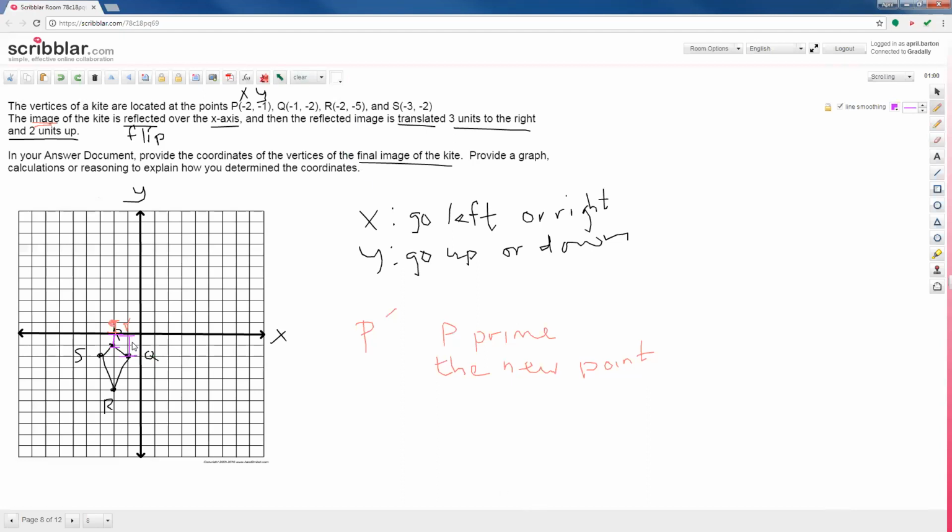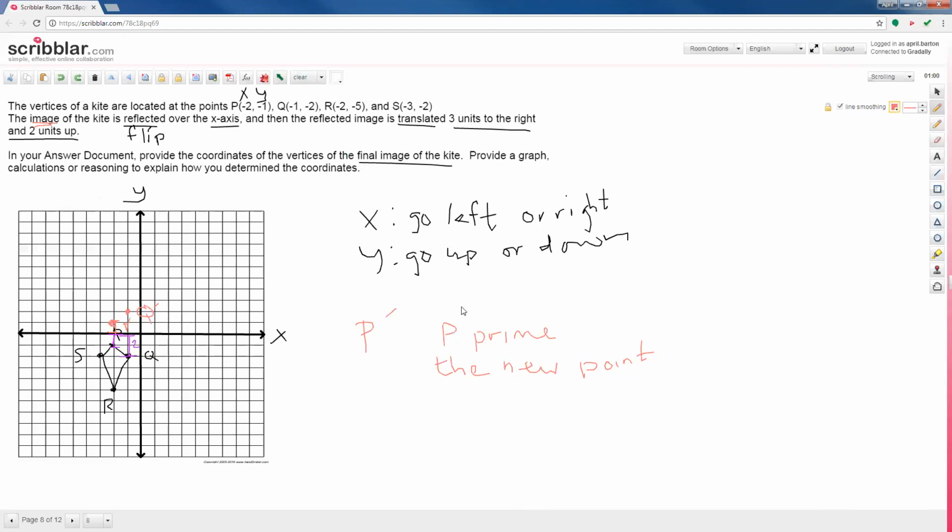So 2 spaces up, and then we go 2 more. So again, this first spot we don't count as a movement. We count moving 1, moving 2 takes us here to Q prime.